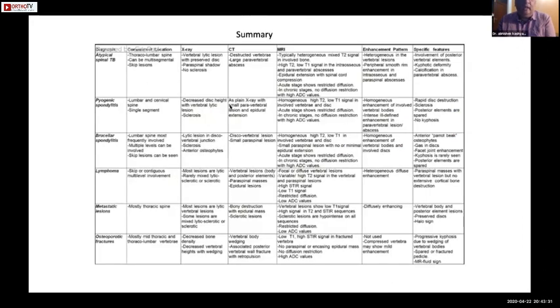In summary, I'm giving this chart. Every postgraduate should have this chart available. Spinal TB is more commonly seen in the thoracolumbar region, while pyogenic is more commonly seen in the lumbar region. So this chart is easily available, and every postgraduate can have a look at this chart and go about it.